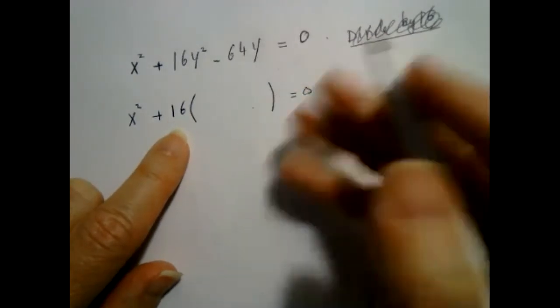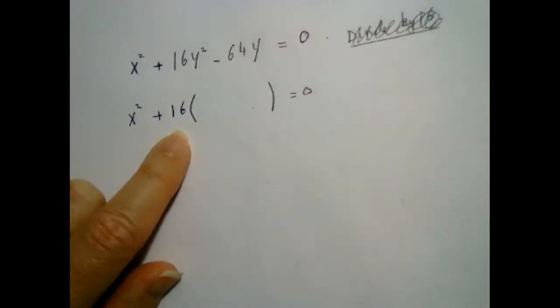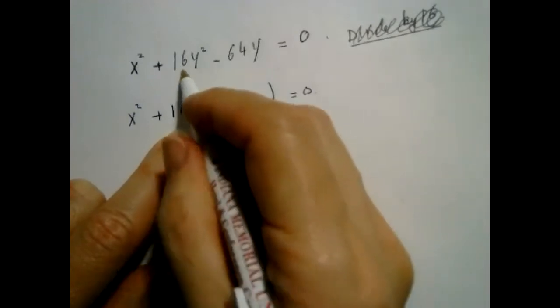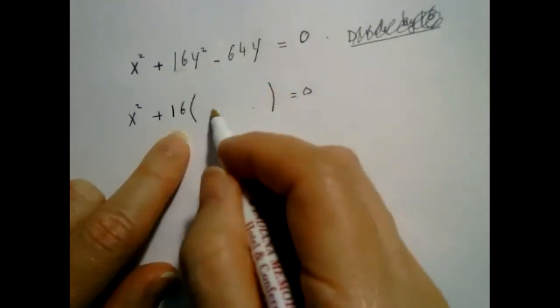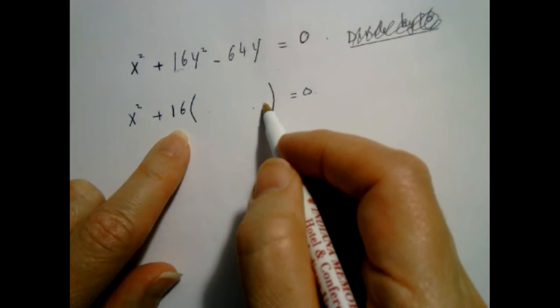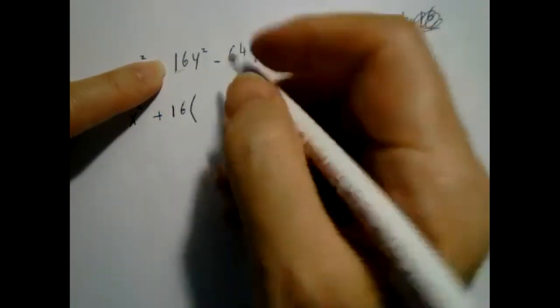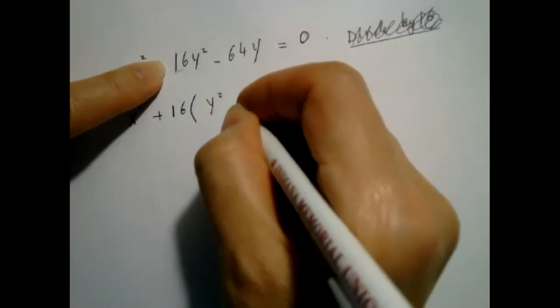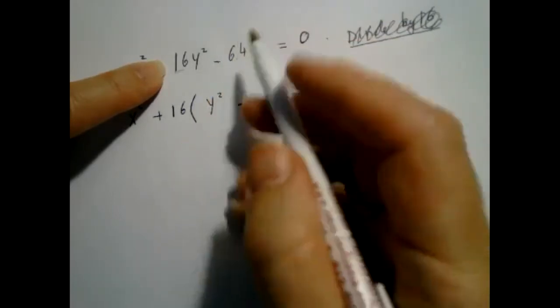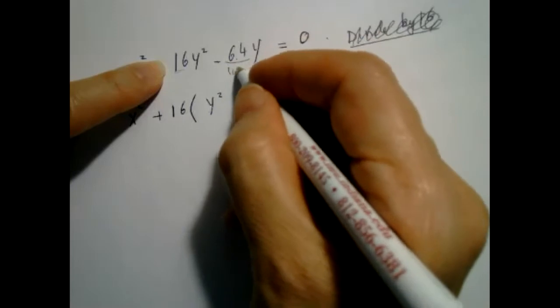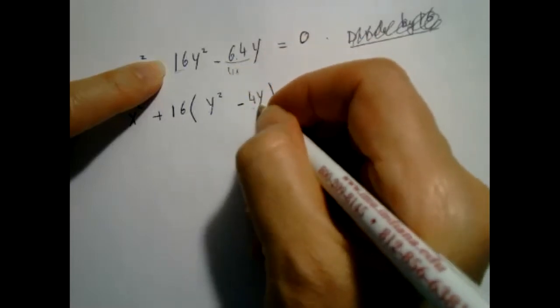Help me out. Remember, 8th grade, 5th grade, I don't know where you study this stuff. When I factor the 16, what will I be left with in here? So this 16 is multiplied by y squared, so I'm going to be left with y squared minus 64, and 64 is 4 times 16. So I'm left with 4y.